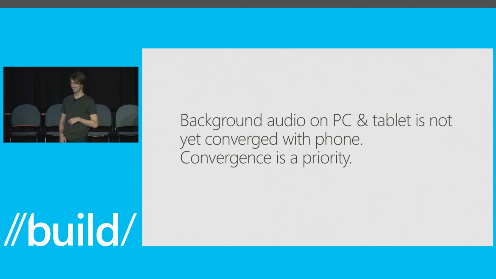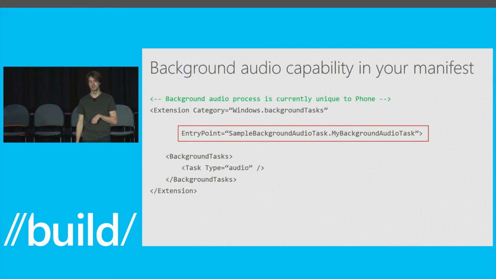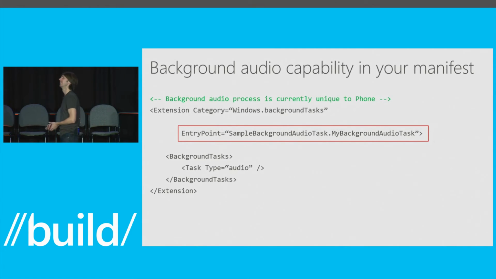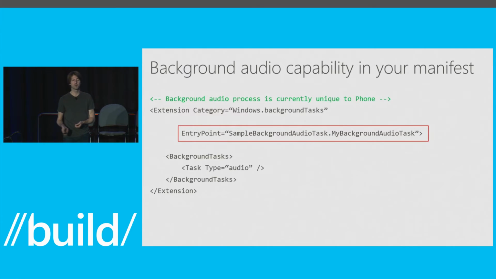We talked about background audio not being entirely converged, so here's what that looks like. This is an app manifest. It looks the same generally across phone, PCs, and tablets. The difference is that on phone, you actually specify an entry point for a background audio task, which is different than a PC, where your app is prevented from being suspended so that it can play audio, which means that there's a whole bunch of things that are happening that otherwise don't need to be.